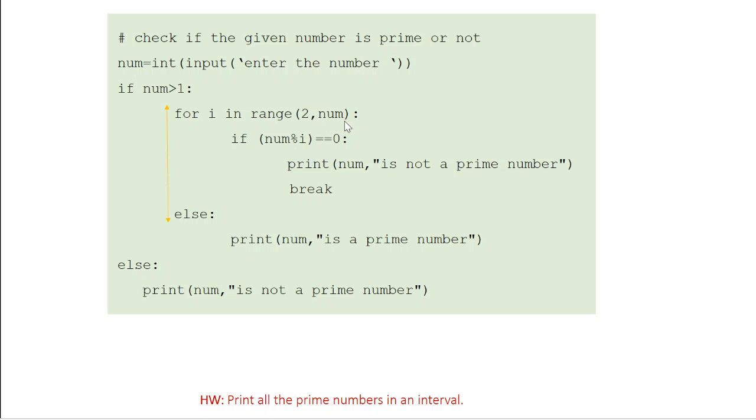Okay. So for i in range 2 to num, if num modulus division i equal to 0. Modulus division gives you the remainder, right? So if the remainder is 0, then you print num is not a prime number. Then you break. Straight away you can come outside the loop, right? You don't have to check for the other numbers. If you have at least one extra factor, then it is not a prime number. You can stop your check. So you break. Else, you print the number is a prime number. So this is a simple, straightforward program.